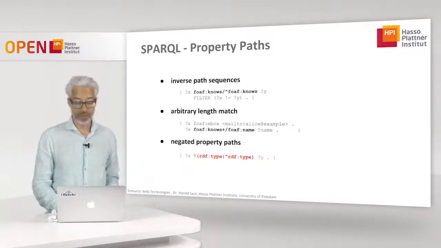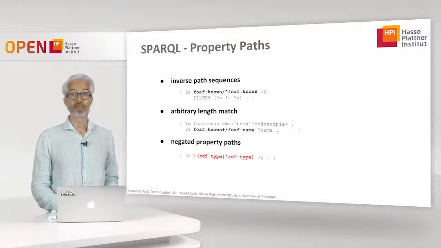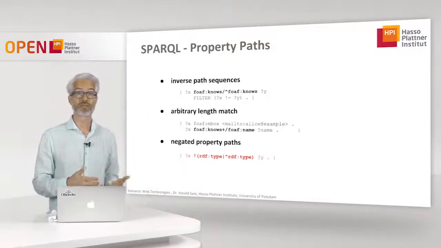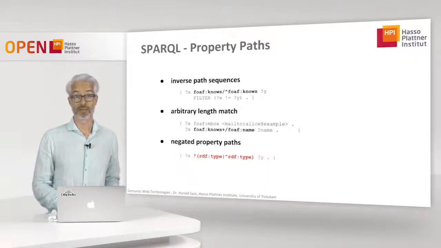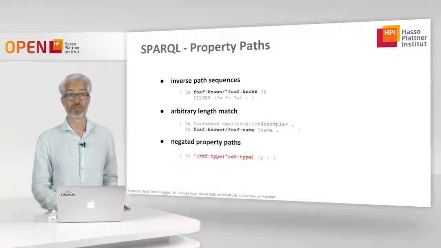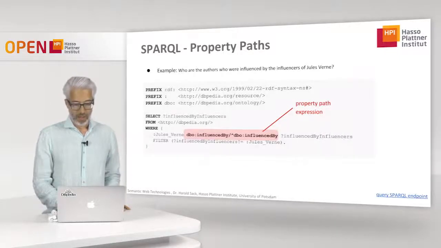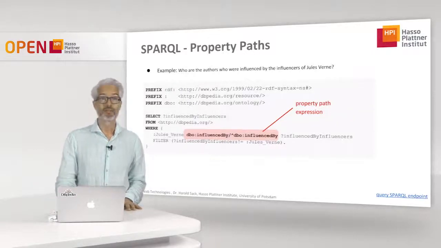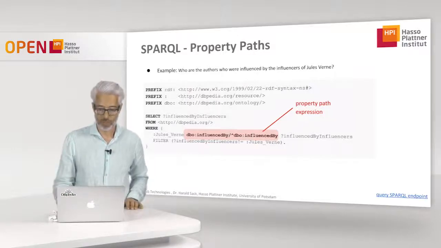This can be excluded simply by using the exclamation mark in front of the path expression. Then you are looking at the negated property path. This might also be quite useful on some occasions. Okay, so to close this section of the lecture, let's take a look at an interesting example. We try to apply these property paths here.